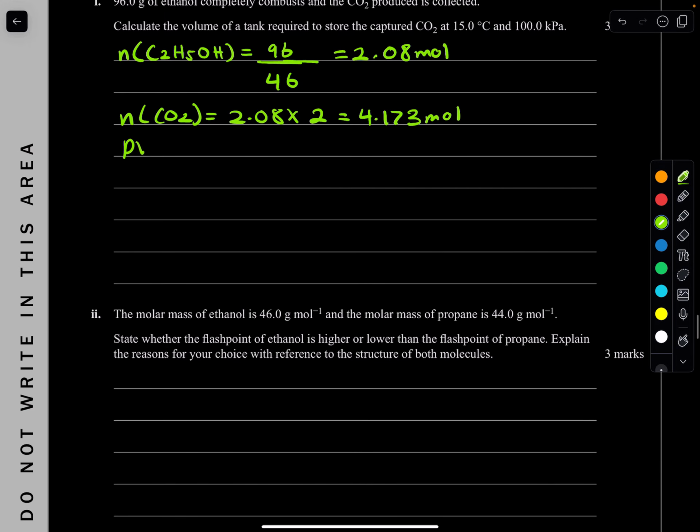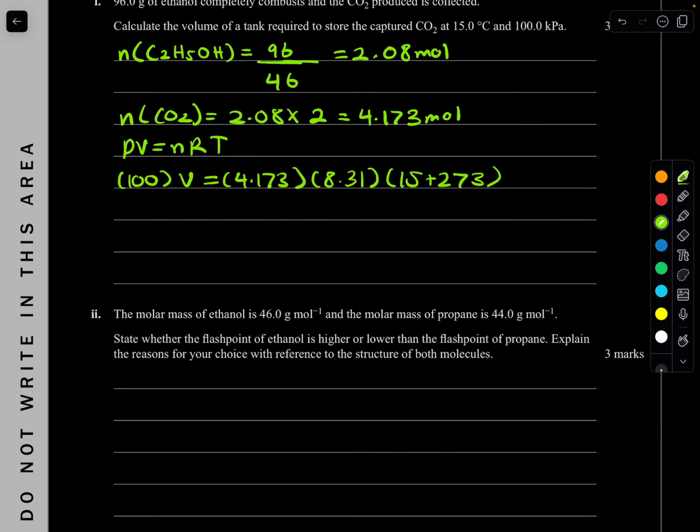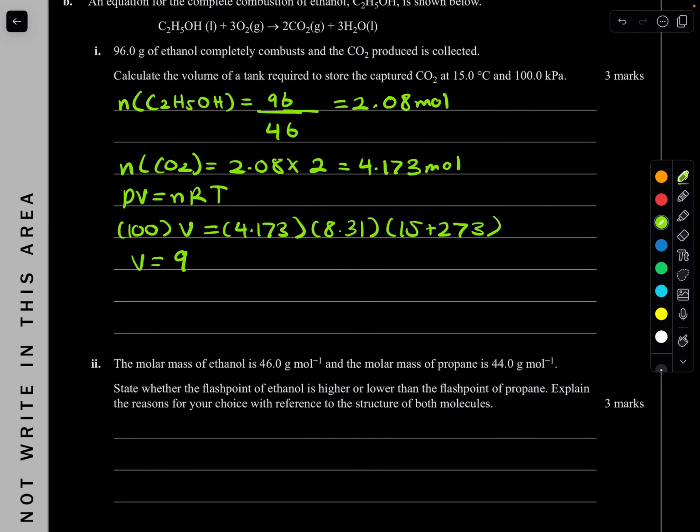And so now using PV = nRT, the pressure is 100. V is your volume, which we're trying to calculate. n is basically 4.173. R is 8.31. T is the temperature in Kelvin, so 15 plus 273 to get it in Kelvin. And so basically your volume is 4.173 times 8.31 times 15 plus 273, divided by 100. How many significant figures? 3, so 99.9 liters. The volume of the tank should be 99.9 liters.